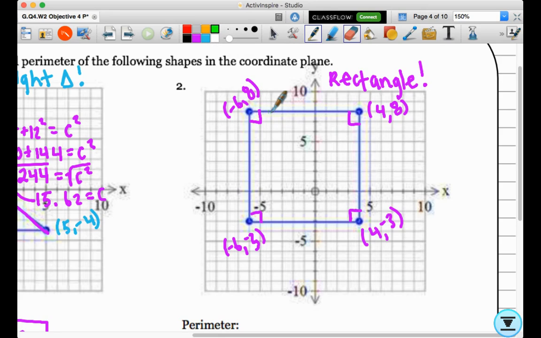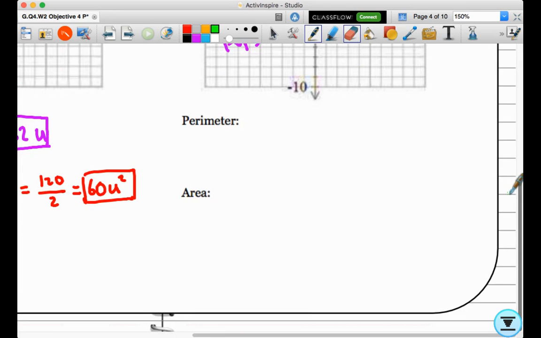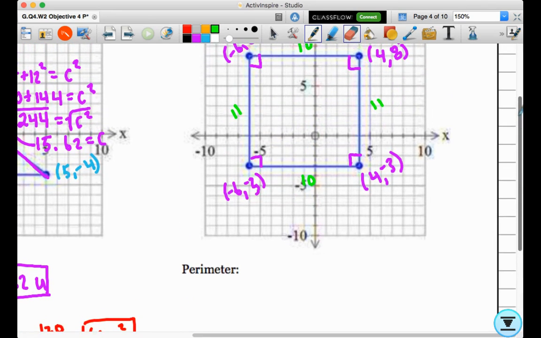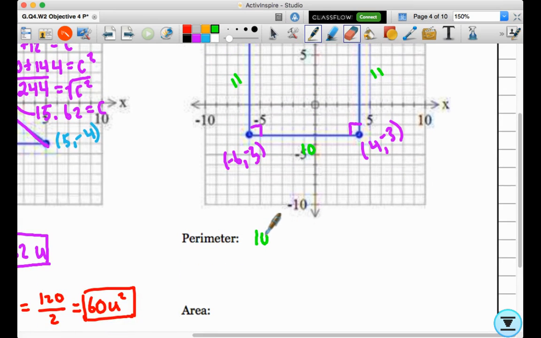So this is 1, 2, 3, 4, 5, 6, 7, 8, 9, 10. So this is also 10. And this is 1, 2, 3, 4, 5, 6, 7, 8, 9, 10, 11? 12? No, 11. And this is 11. So, you know what? Let's just do the perimeter. I've got them all, don't I? So all I got to do is add 10 plus 10 plus 11 plus 11. So this is 42, and it's just a length, so 42 units.